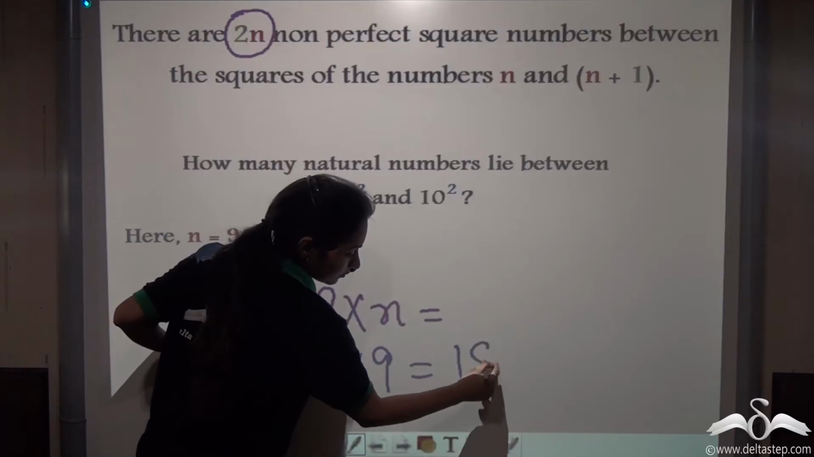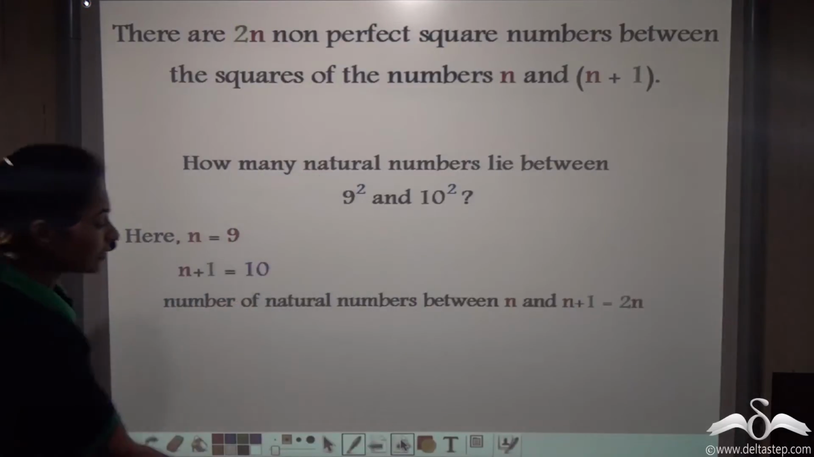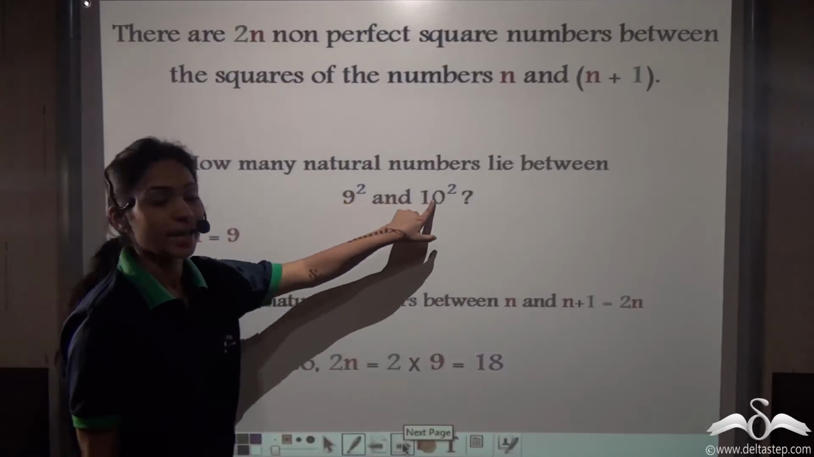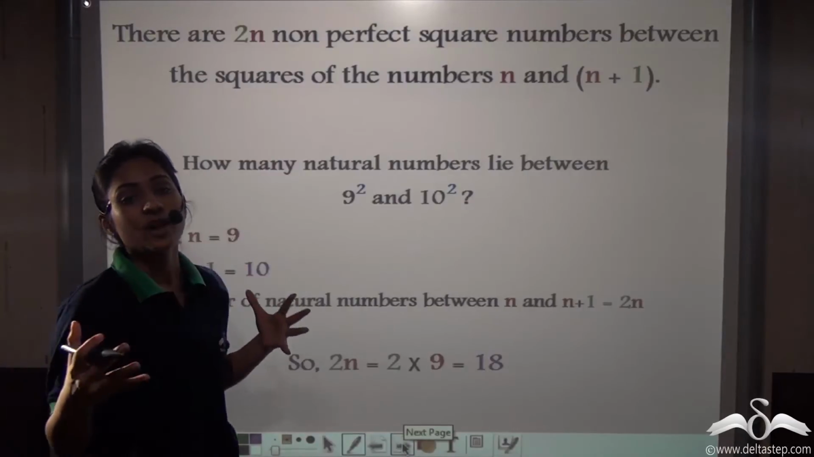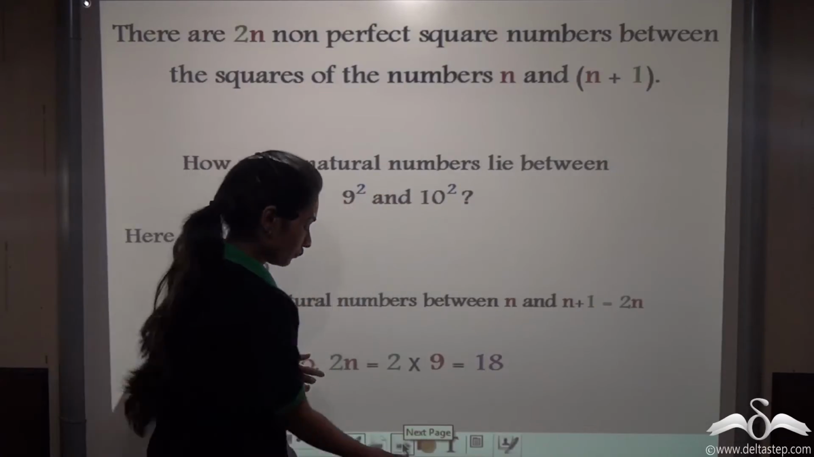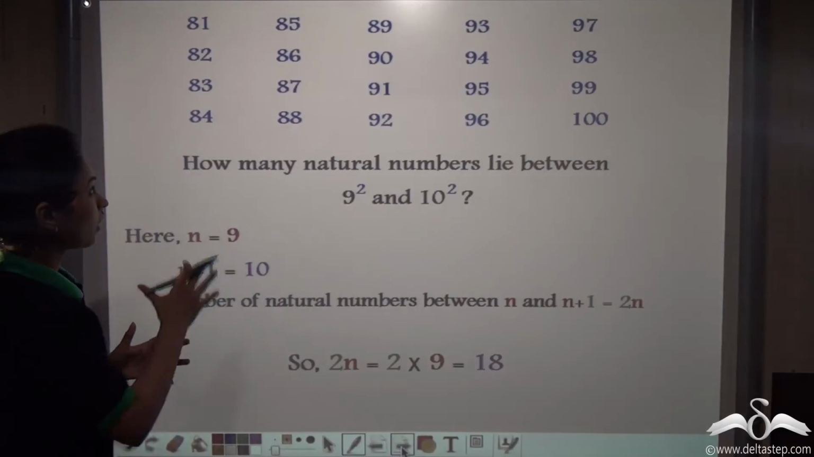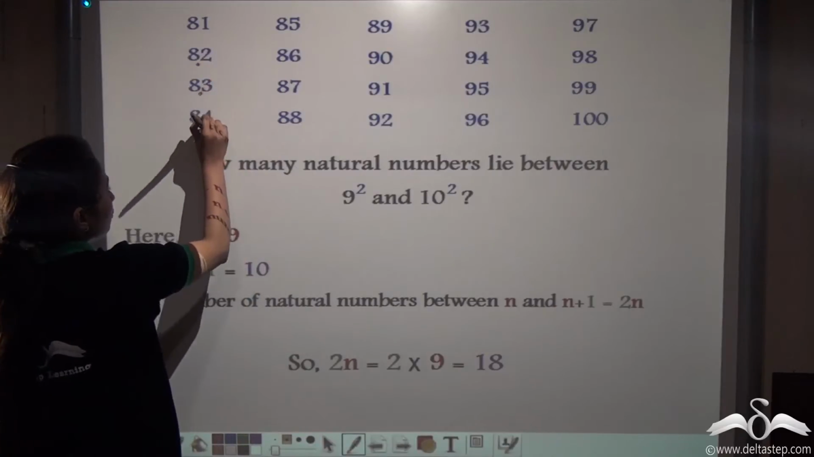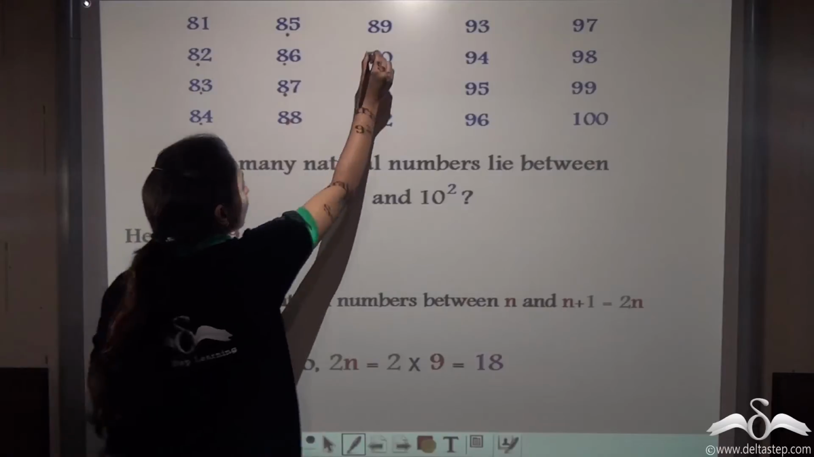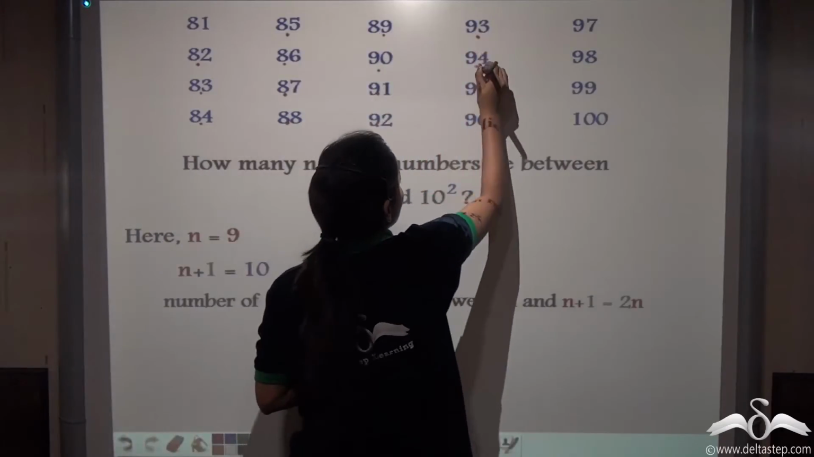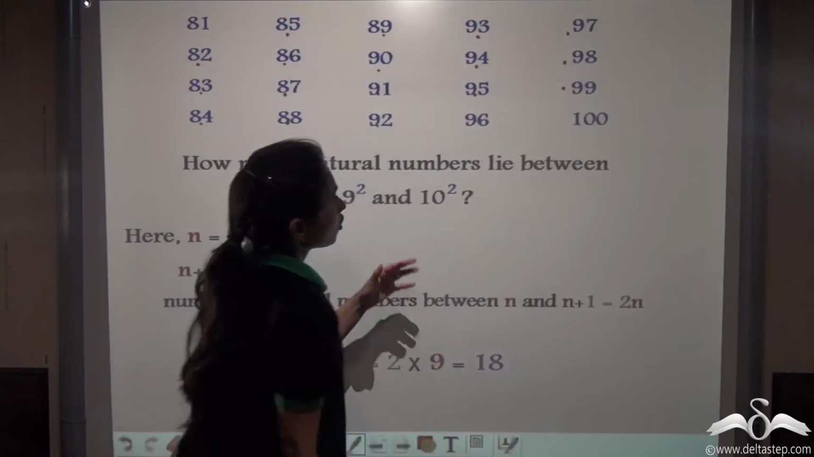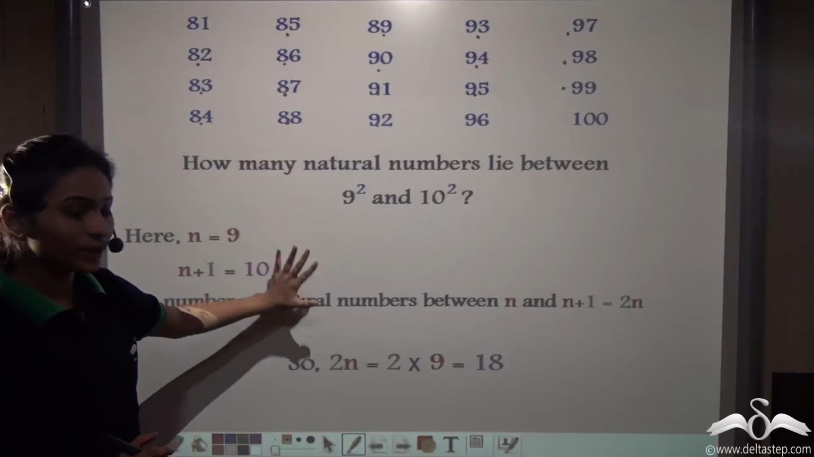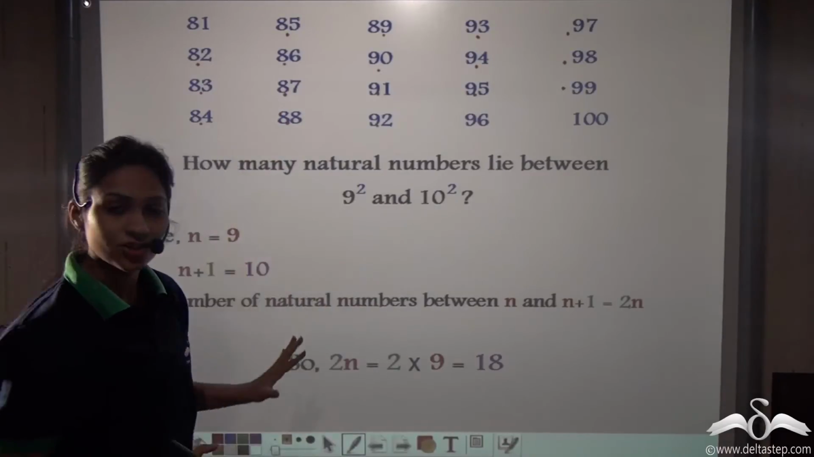We get 18. So, I can say that there are 2n, that is 18 numbers between 9 square and 10 square, even without looking at the list of numbers present between them. Well, check for yourself. Count the numbers between 81 and 100. 1, 2, 3, 4, 5, 6, 7, 8, 9, 10, 11, 12, 13, 14, 15, 16, 17, 18. So, excluding 81 and 100, the numbers between them are 18. So, you are clear with this? This formula or this relationship is true.